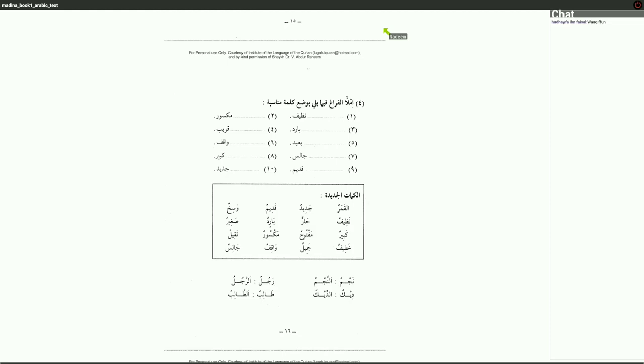Tayyib, brothers. Who's reading next? Brother Nadeem Rashid, give me your hands up if you want to read. Farhan, Sohail, show me your hand if you can read. Barakallahu feek, akhi Nadeem Rashid, please read.